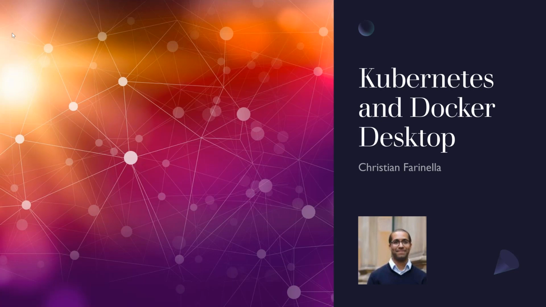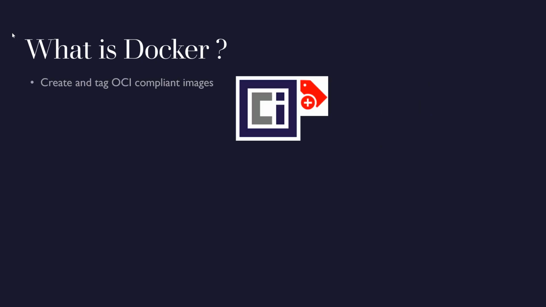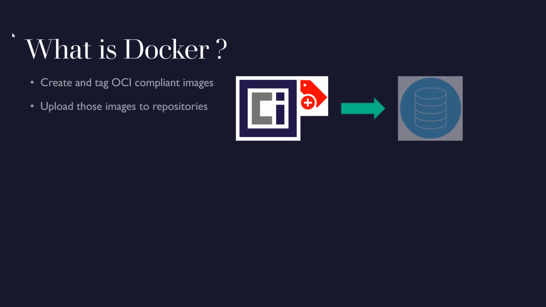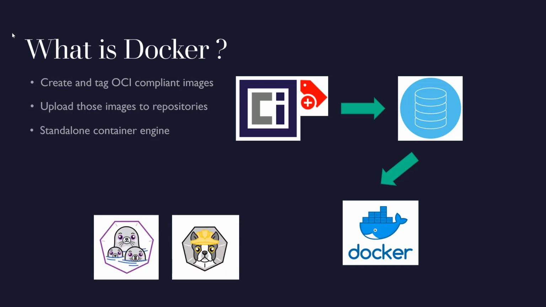Before getting started, I'll provide a high-level definition of Docker and Kubernetes in case you are new to these technologies. So, what is Docker? Docker is a technology that allows you to create and tag OCI-compliant images and upload those images to remote repositories. Docker is also a standalone container engine and allows you to run containers from images, whether local or remote. Whilst Docker is synonymous with container and image creation, there are other tools that can create and run OCI-compliant images such as Podman or Buildah.